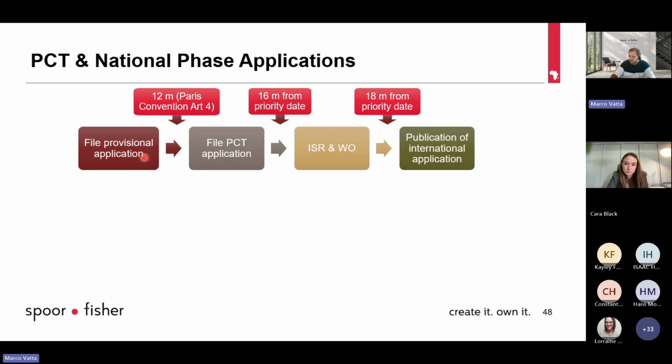Within 18 months from the priority date, this international application is then published online on PatentScope, which is WIPO's website that manages all these international applications, where the application documents are published, the specification is published, the search reports and written opinions are published, and any other documents relating to that application are then accessible online to third parties.